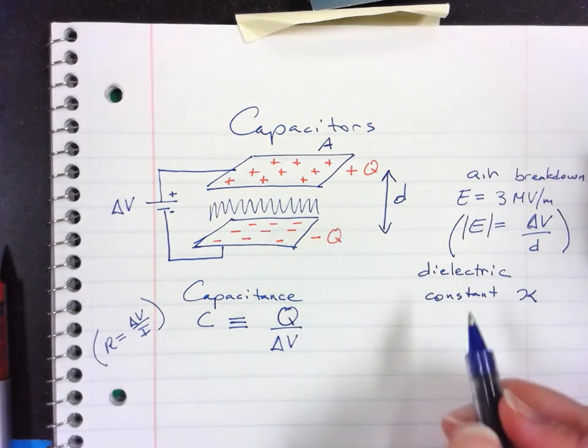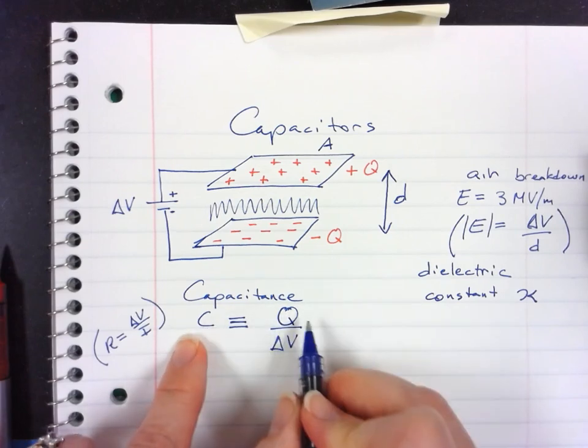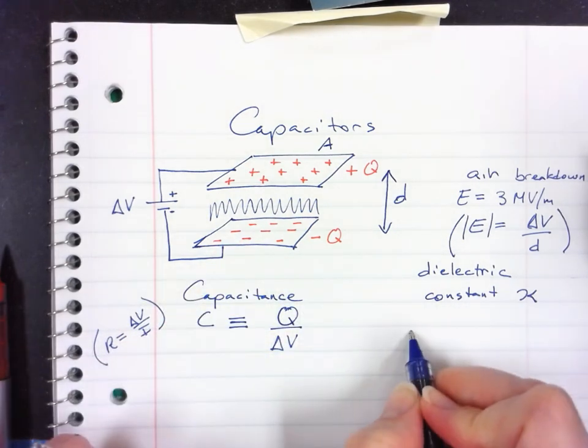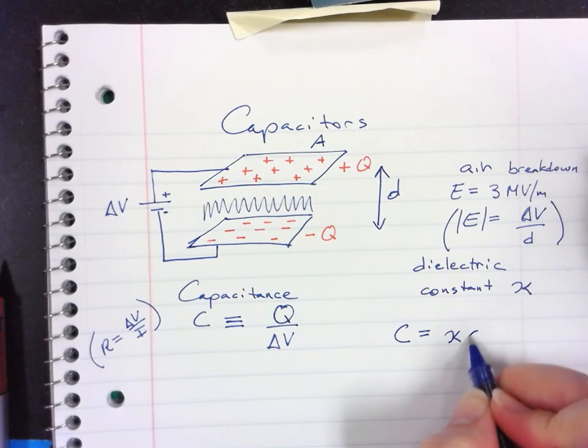So now, to build this capacitor, this is the definition of capacitance. The purpose of capacitance is to store charge for a particular battery voltage. But to build a parallel plate capacitor, we pick our dielectric.